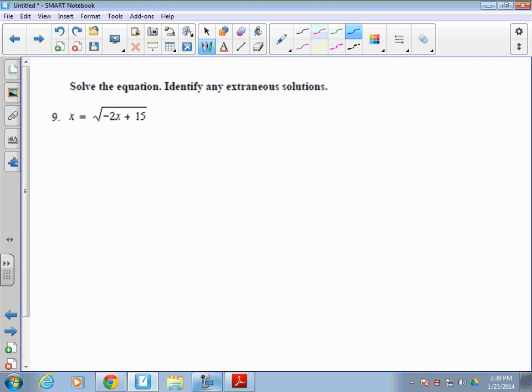Number 9 says solve the equation and identify any extraneous solutions. Okay, your radical's already isolated on the right. It doesn't have anything being added, subtracted, or multiplied to it. So what we want to do is remove that radical. In order to undo taking the square root of something, you square it. Square this side as well. What that gives you, I'm going to move it out here a little bit, is x squared equals negative 2x plus 15. So squaring got rid of the radical.